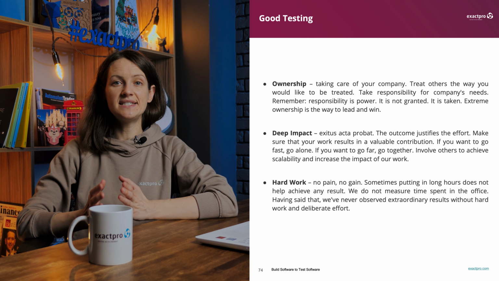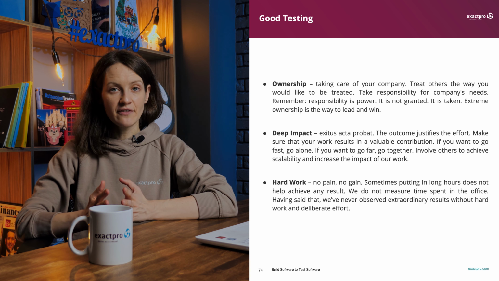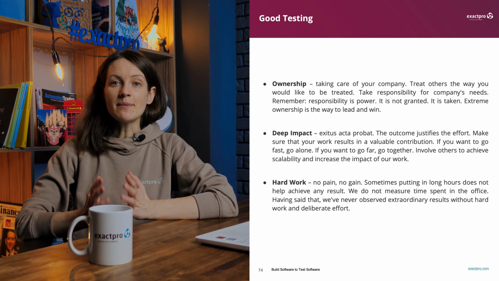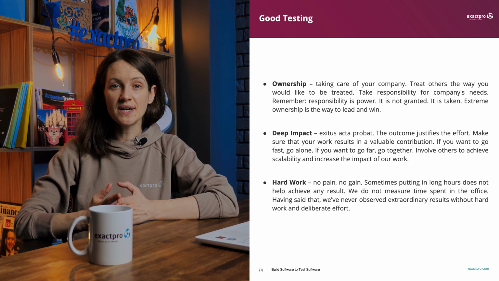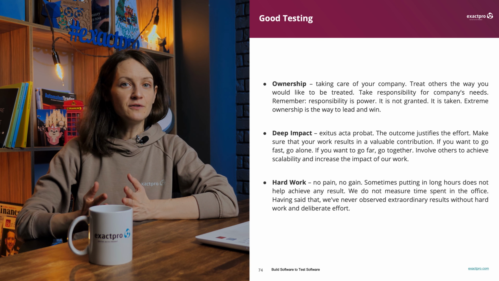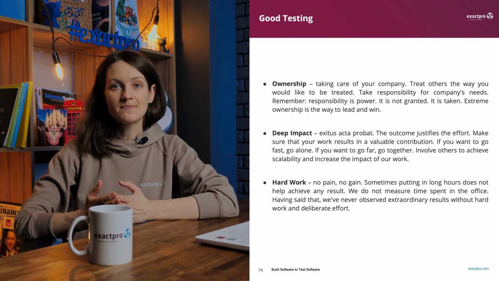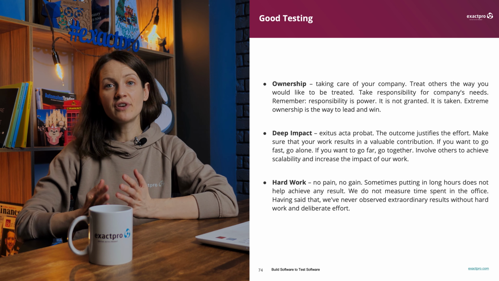The second one is deep impact. Testing is an information service, and information has no value unless it's being used. Only something that we can use has value. The information we uncover is important to others. The more influence this information has, the more valuable it is. Our logo says, Exitus acta probat. The outcome justifies the effort. The result is the criteria of your work.